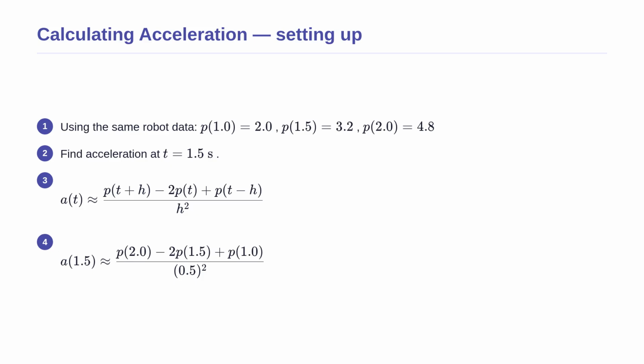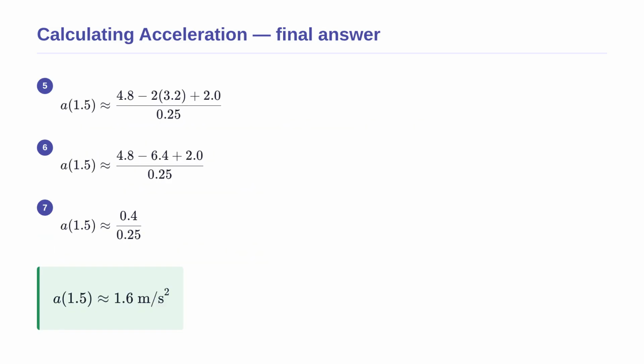We start by writing down the second derivative central difference formula. We substitute our specific time values, evaluating at our central point of 1.5 seconds. The surrounding points are at 2.0 and 1.0 seconds, and our step size h remains 0.5. Continuing our calculation, we plug in the actual position values given in the problem: 4.8, 3.2, and 2.0 meters. We also square the step size in the denominator, so 0.5 squared becomes 0.25.